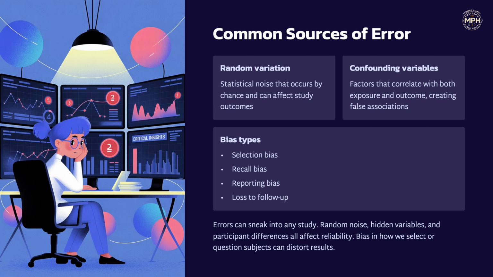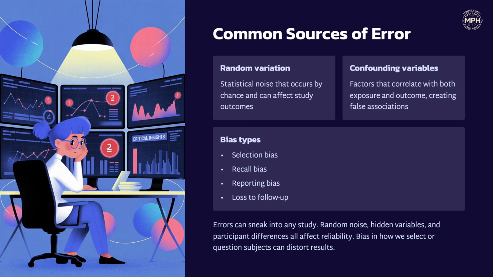Sources of error. There are 3 common sources of error in epidemiologic research. 1. Random variation. Sometimes results occur by chance. This is especially likely in small studies. The larger the study, the more confidence we can have in the findings. 2. Confounding variables. These are outside factors that are related to both the exposure and the outcome. In a 1980 study, coffee drinking was linked to pancreatic cancer until researchers realized that many coffee drinkers were also smokers. Smoking, not coffee, was likely the cause.